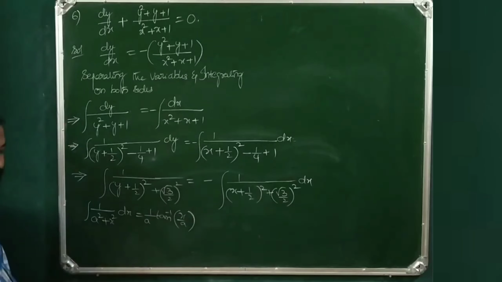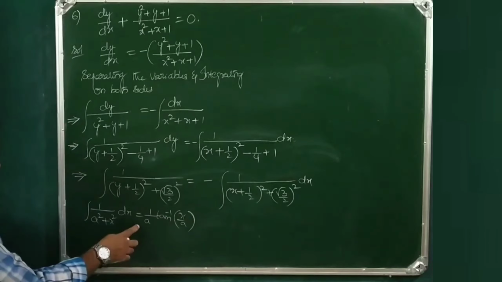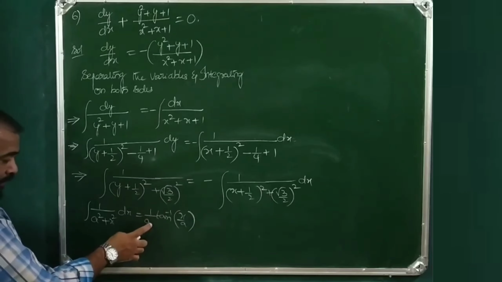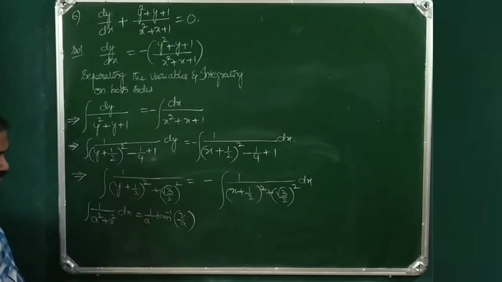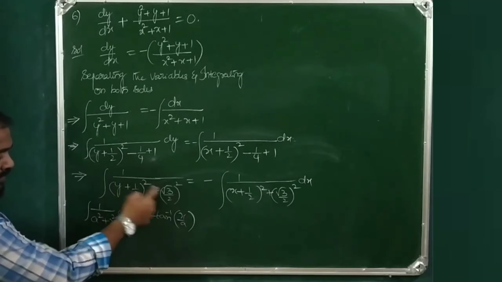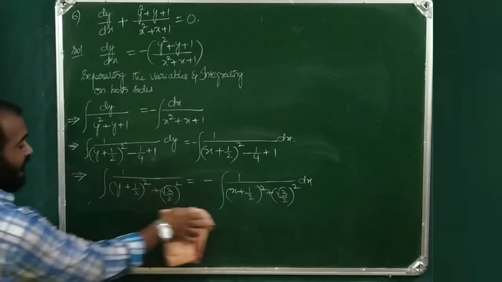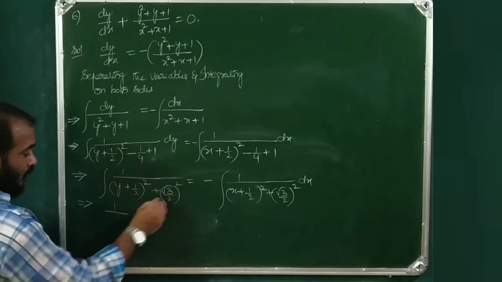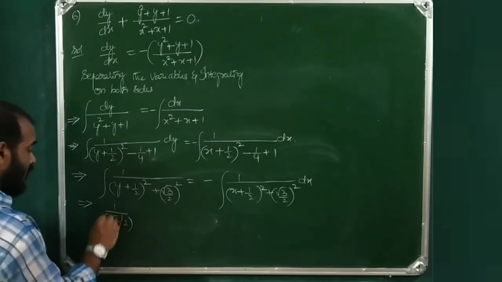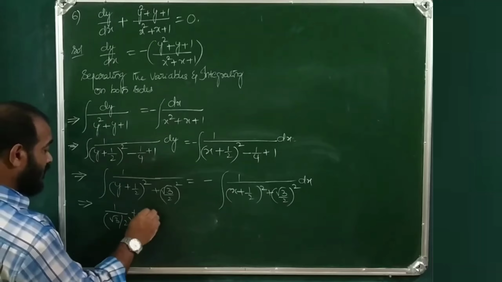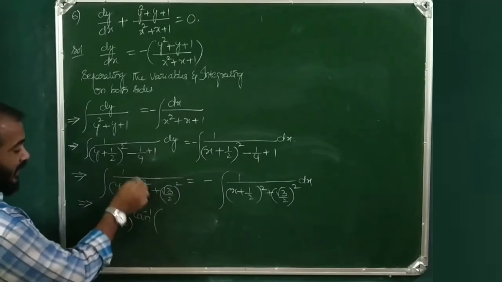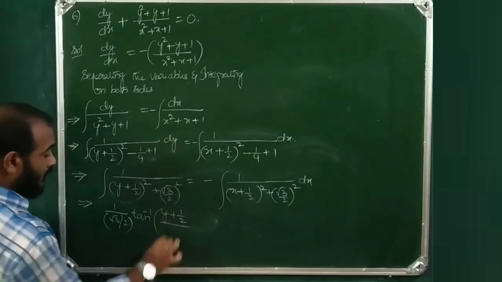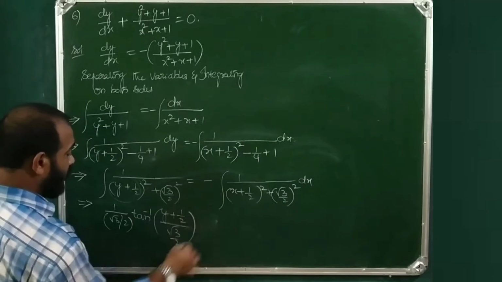So, we have the formula. Likewise, 1 by a is root 3 by 2. 1 by a is 1 by root 3 by 2. That is 2 by root 3 tan inverse this by this. So, I will write here: 1 by a, 1 by root 3 by 2, tan inverse x by a, where x here is y plus 1 by 2 by root 3 by 2.